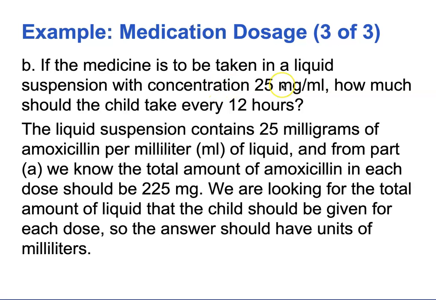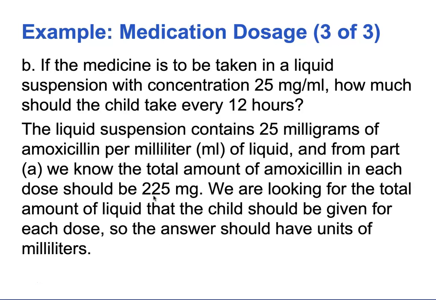B, if the medicine is to be taken as a liquid suspension, the concentration 25 milligrams per milliliter, how much should they take every 12 hours? All right. So what they're actually wanting you to do is, you know that the kid is going to get 225 milligrams. They want to know what that measures in milliliters. So a liquid suspension contains 25 milligrams of amoxicillin per milliliter of liquid. And from part A, we already know that the total amount of amoxicillin in each dose should be 225 milligrams. That's every 12 hours, each dose.